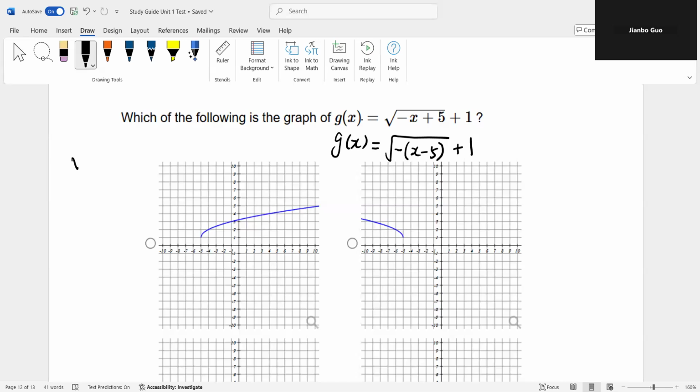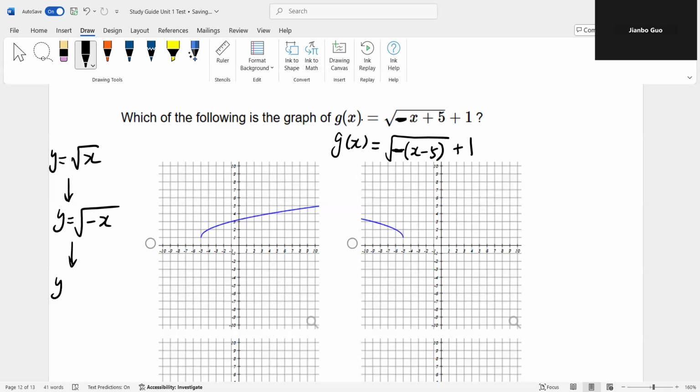We start from the mother function, root x, right? And what's the change with the transformation that is closest to x? The closest to x is the -1 here, not plus 5 or minus 5. It's minus x, multiplied by -1. So the next step is we multiply the input by -1, and that transformation is to flip the graph over the vertical axis, right?